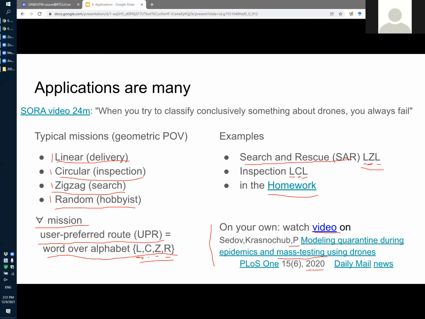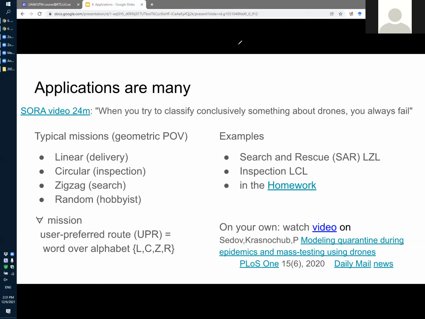So in particular, this paper that we wrote back then got featured in Daily Mail news, and Daily Mail is not really any research magazine or anything like that, but still that seemed to be interesting enough. So I hope you will also enjoy watching the video. It's again about 20 minutes with Leo presenting it at Transport Forum or somewhere else.